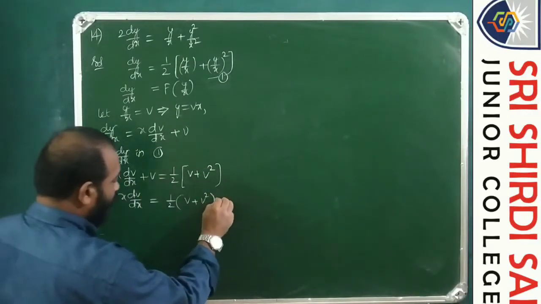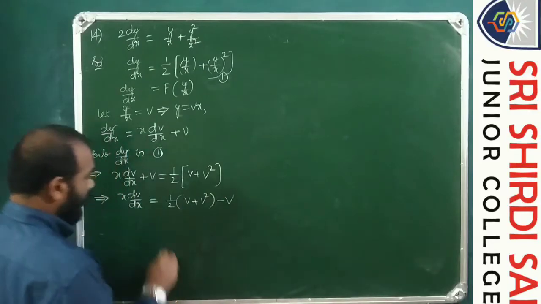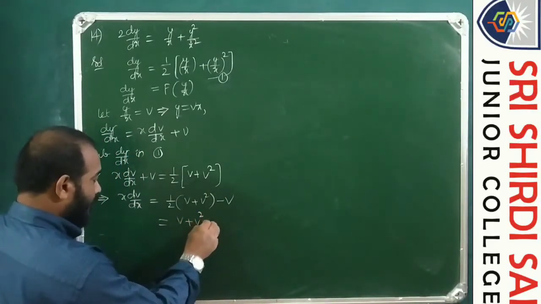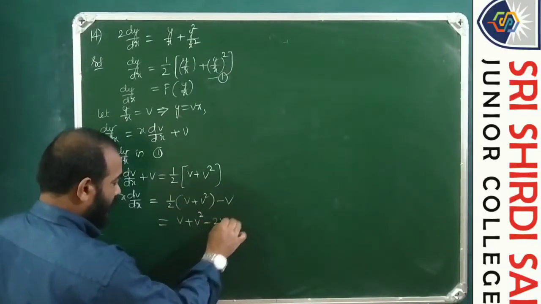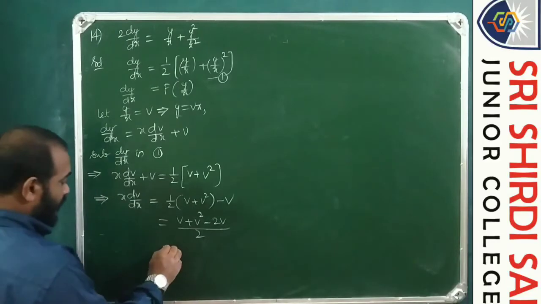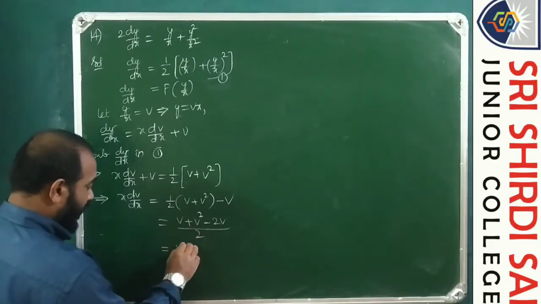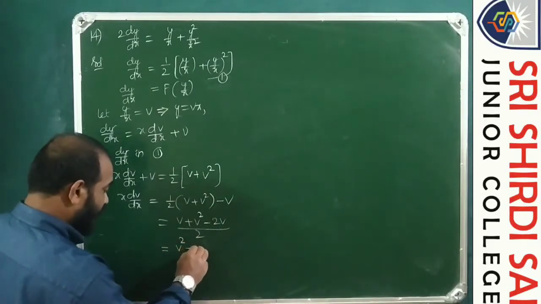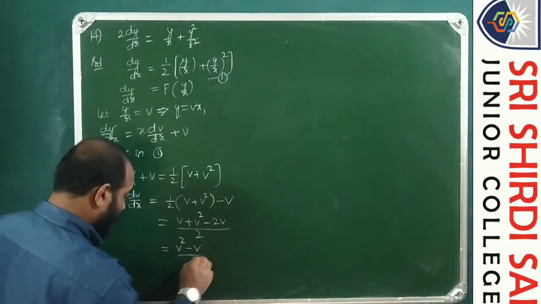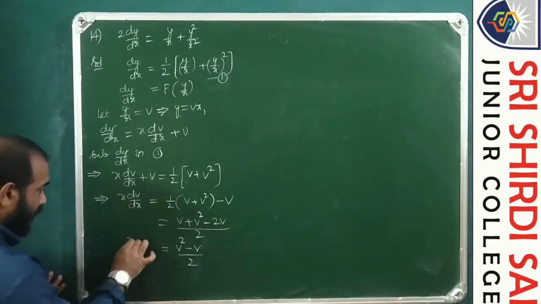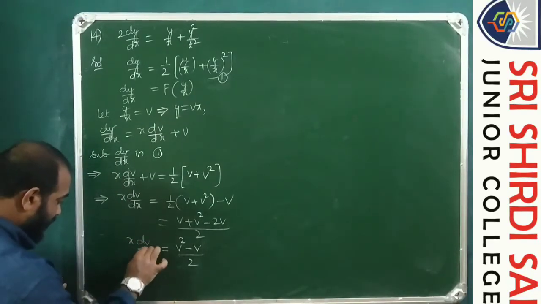This plus v, if you transpose onto the other side, minus v. So this is equal to v plus v square minus 2v, LCM is 2 here. So this is equal to v square minus 2v plus v, which is minus v by 2. This is x dv by dx is equal to v square minus v by 2.